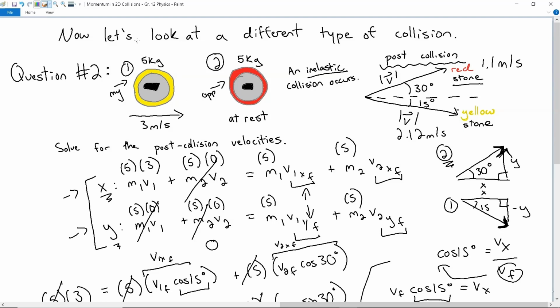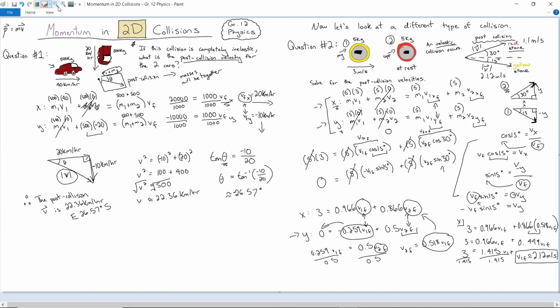Okay, that was a lot to cover. Two very different kinds of questions because they're two different kinds of collisions. But hopefully you found this helpful, and with this information, you can solve quite a few different kinds of momentum questions.